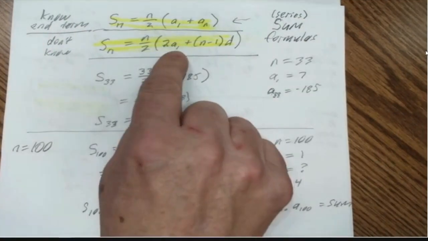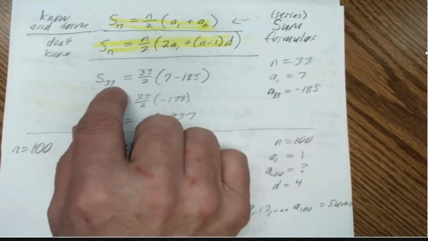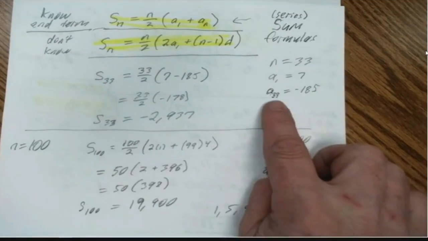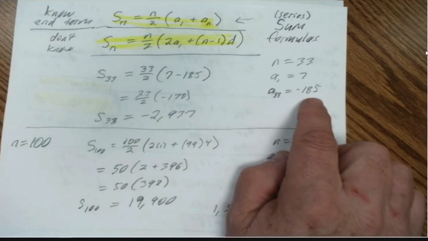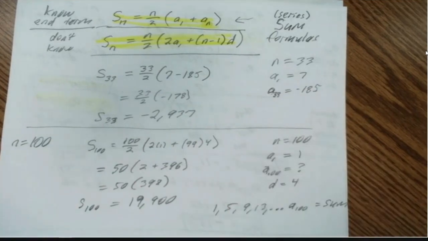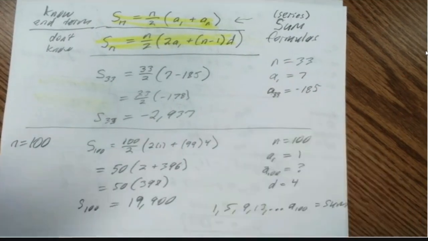Remember, A sub 1 just means what is the first term in our sequence. S sub 33 means the sum of the first 33 terms. A 33 means the actual 33rd term. So A1's the first term, A 33 is the 33rd term. Just understanding what those different things mean when we see the A1 or A sub 10 or A sub 25, anything along those lines. All right. That is pretty much the first 2 lessons.